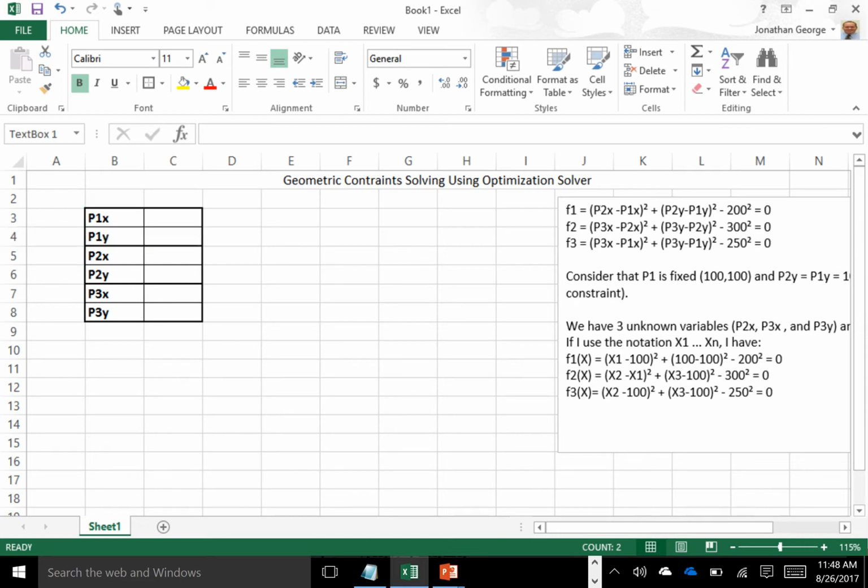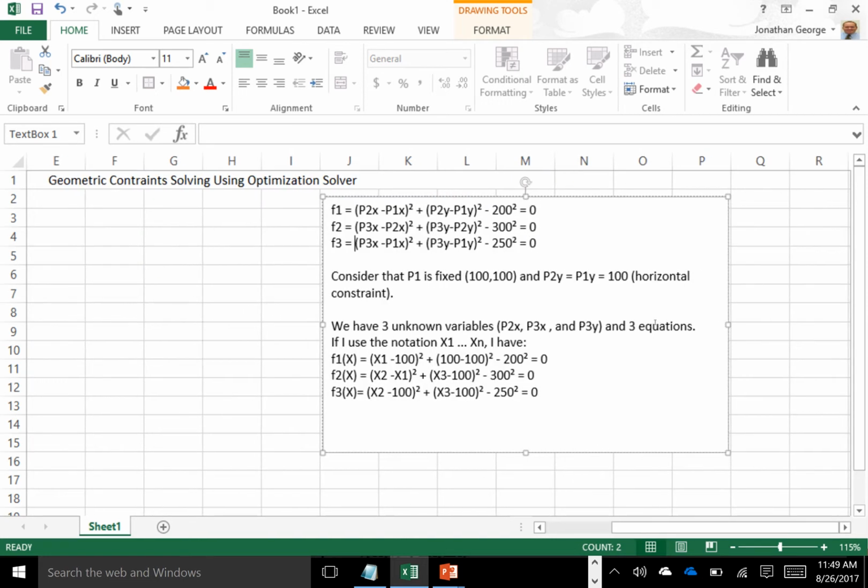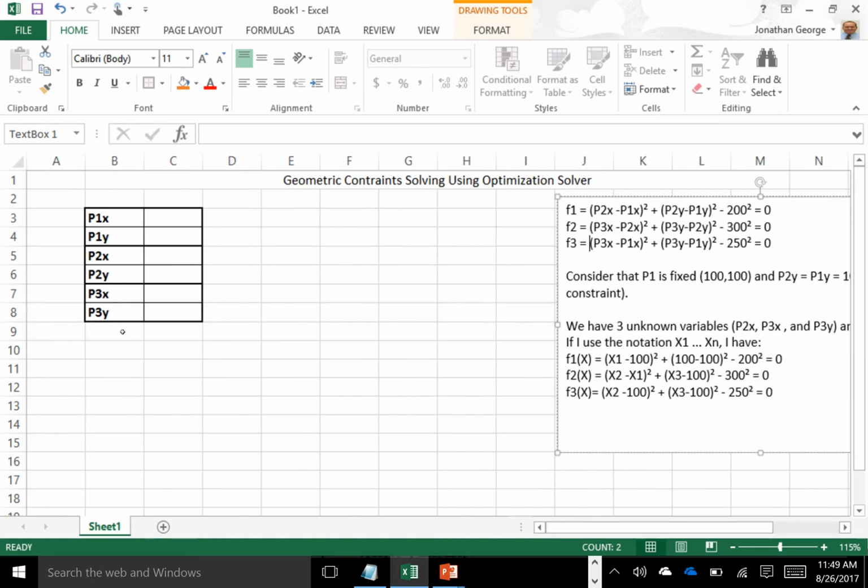So each of these 3 points are defined by a few constraints. One of them is this distance constraint, which is the equation of a circle, stating that P1 and P2 are 200 units away from each other, P2 and P3 are 300 units away from each other, and P1 and P3 are 250 units away from each other. Additionally, we have a constraint that P1 is fixed at 100, 100, and also that points P1 and P2 are horizontal, or in other words, that their y coordinates are the same.